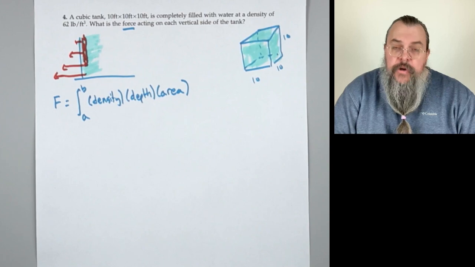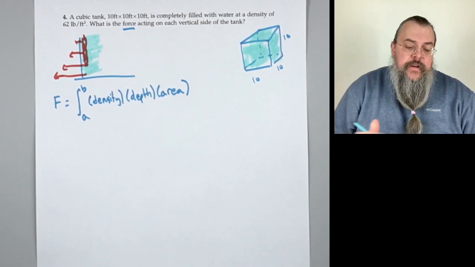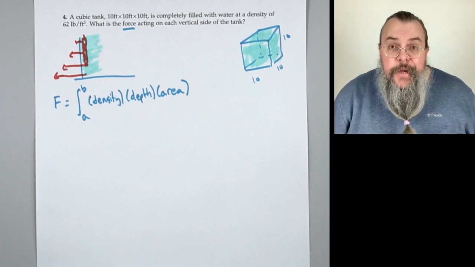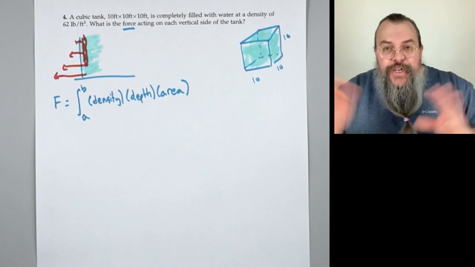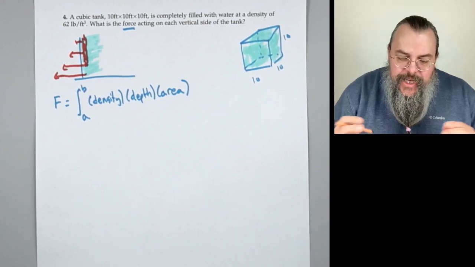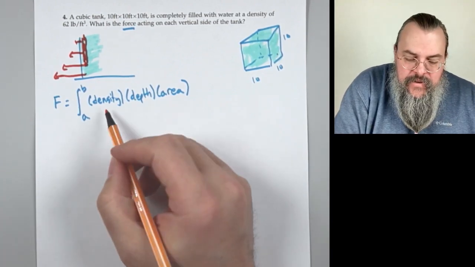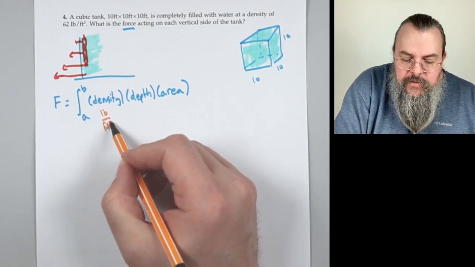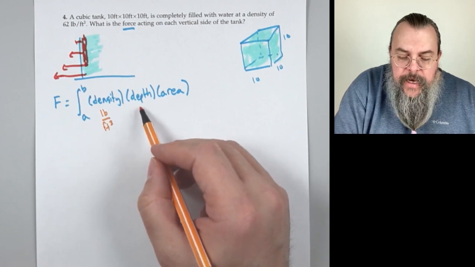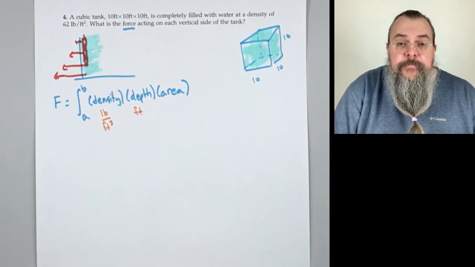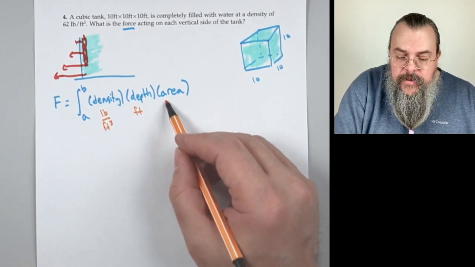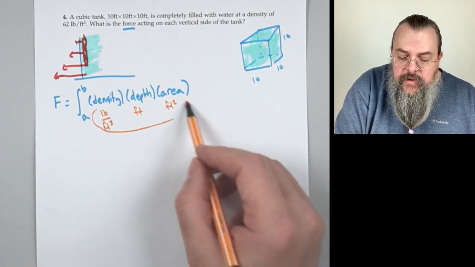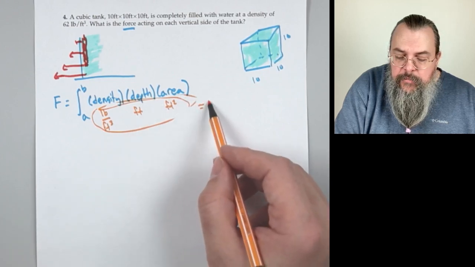Now, one thing you can use to convince yourself that this formula is right, and this is something I normally don't do, so don't tell anybody, shh, just between me and you, is to think about the units here. So the density would be a pound per cubic foot. The depth would be foot. The area, well, that's foot squared. And if you multiply this all out, you get pounds.